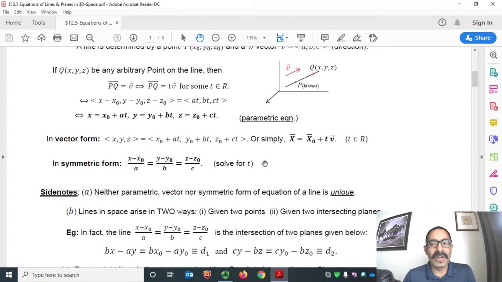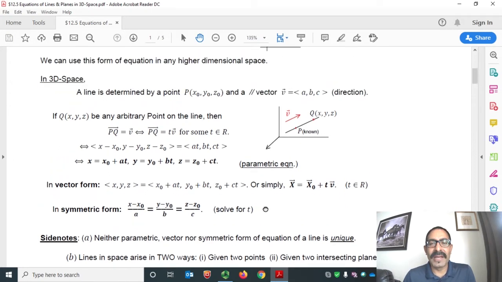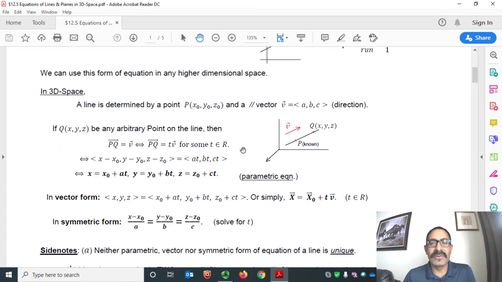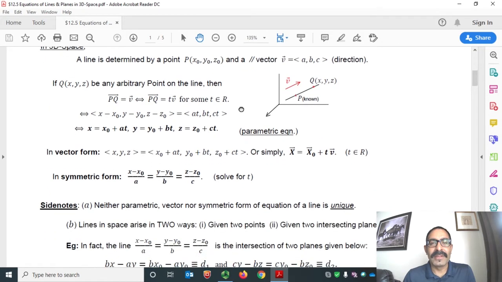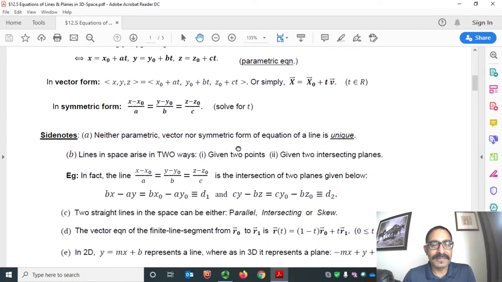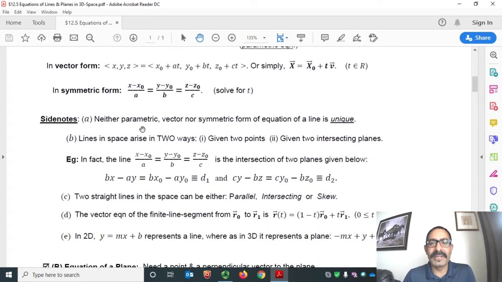So let me summarize. To find the equation of a line, we need two pieces of information: one point and one vector parallel to the line. And we have three forms of the equation of a line: parametric form, vector form, and symmetric form. Great. So now a quick side note. Neither the parametric, vector, nor symmetric form of the equation of a line is unique.